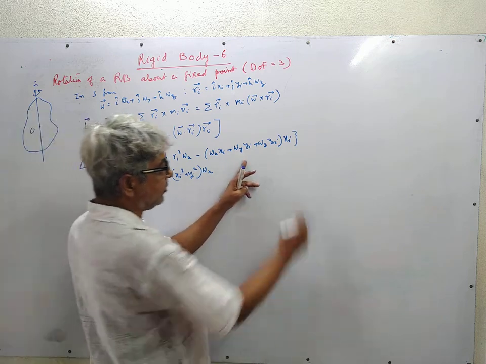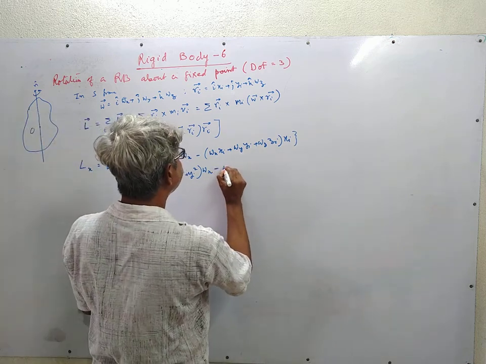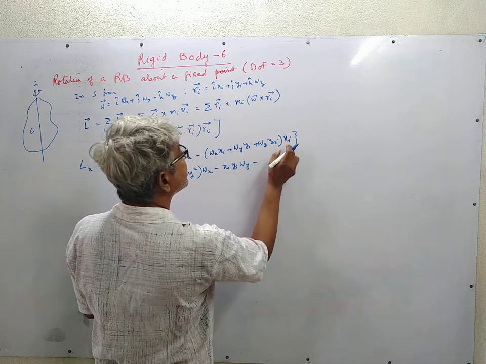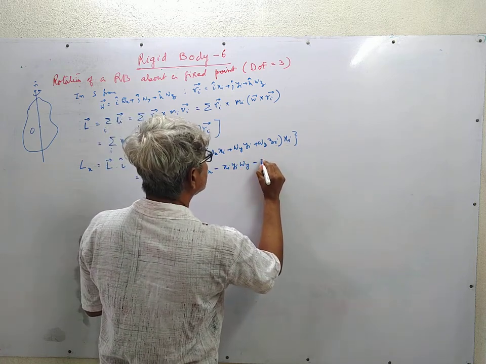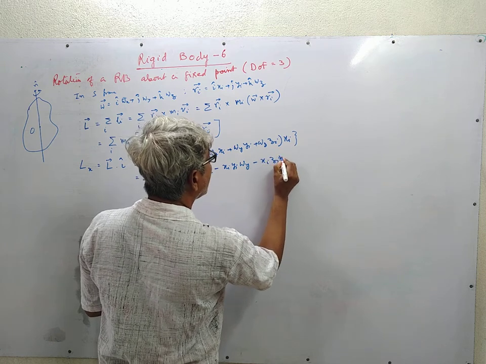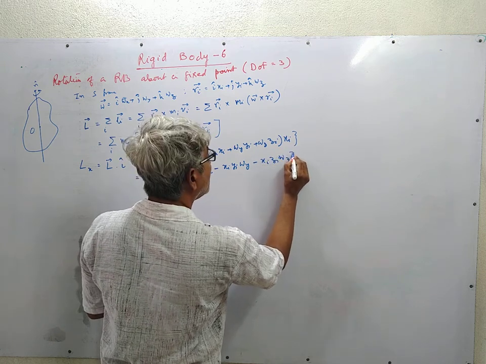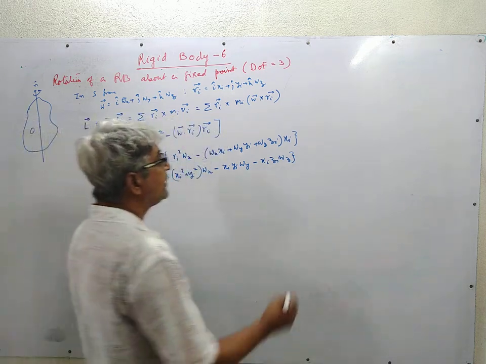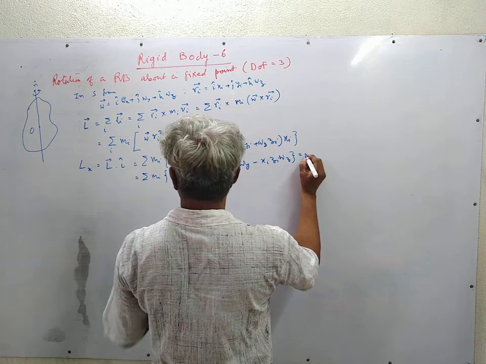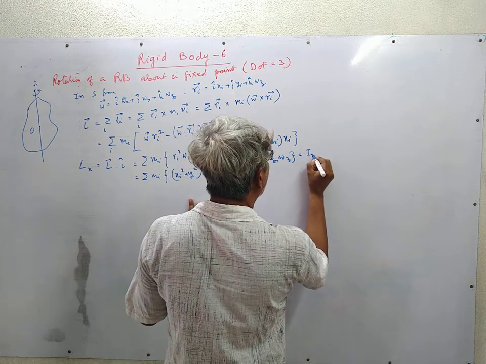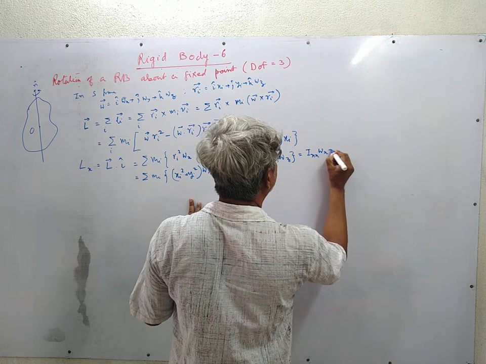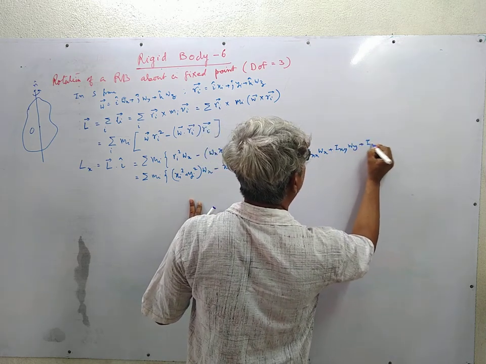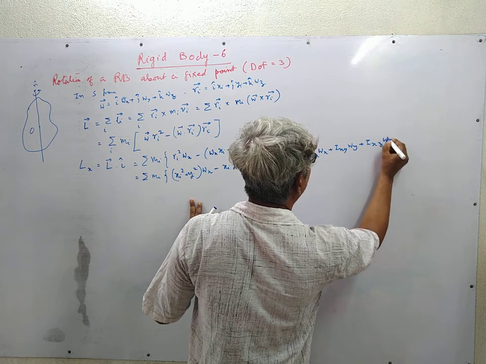For omega y, the component comes from minus xi yi omega y, and for omega z, minus xi zi omega z. If we introduce the moment of inertia, then this is written as Ixx omega x plus Ixy omega y plus Ixz omega z.